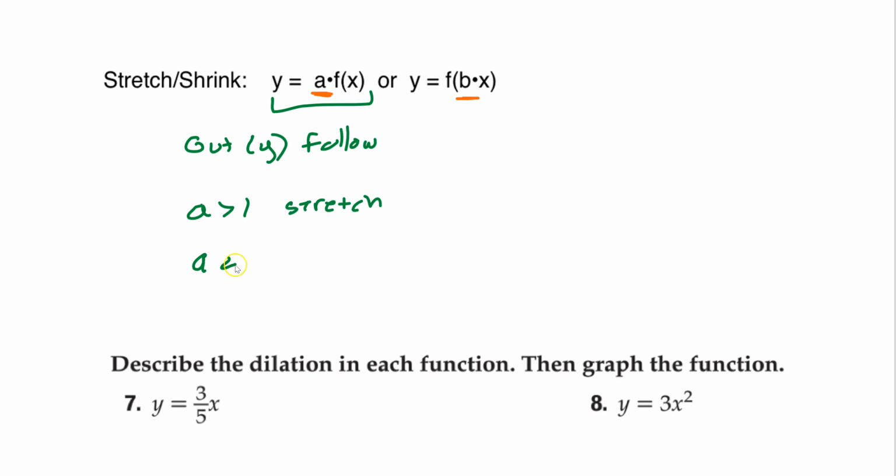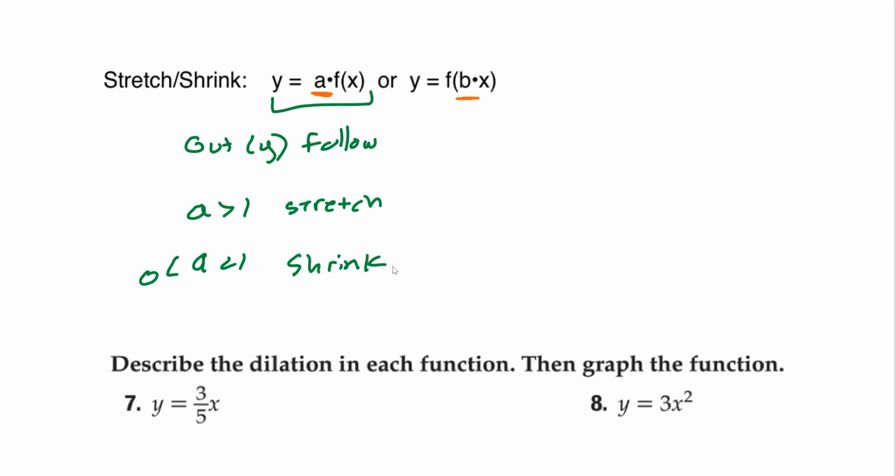If a is less than 1, but bigger than 0, it's a shrink. I don't really care about the sign. If I see like a -3, that means it's a flip. It doesn't do anything else to me. If it's a 3, it's a stretch. If it's a -3, it's a stretch with a flip. So we only care about positive values.